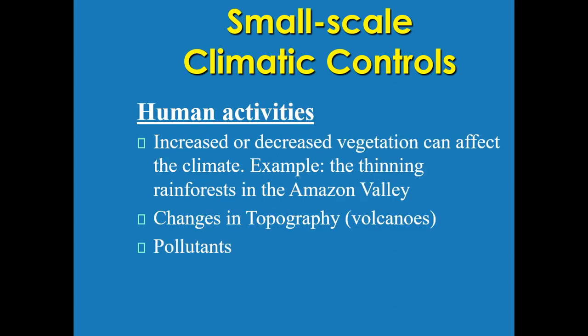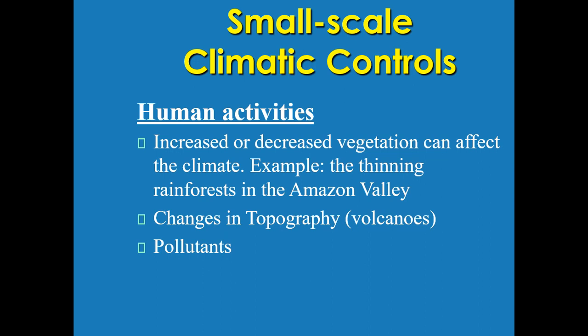And then other small-scale climatic controls I must mention are human activities, the choices we make. Increasing or decreasing vegetation or trees can affect the climate, for example, the thinning of the rainforest in the Amazon Valley, or changes in topography, whether we have volcanoes involved.